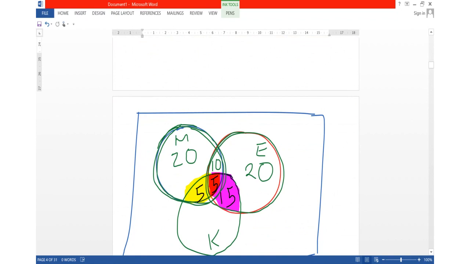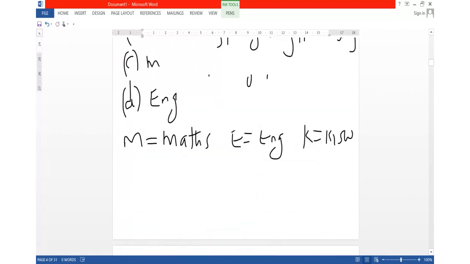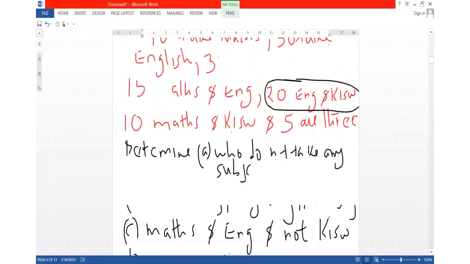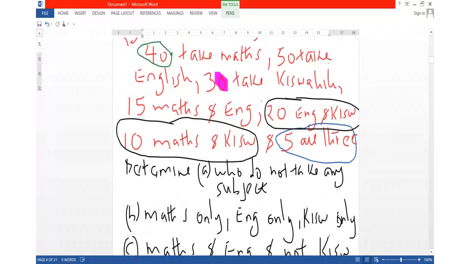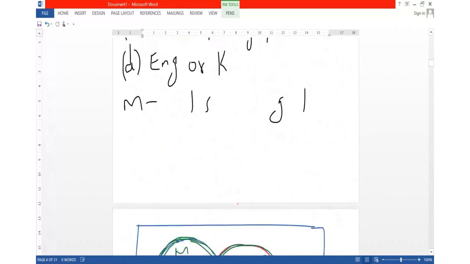I go again to Kiswahili, the same. Kiswahili, I've already listed 15 plus 5, that is 20. 20 plus 5, that is 25 on the circle of Kiswahili. So in the Venn diagram already I have 25. Let me use a different color. This is the circle that I'm talking about. Inside the circle I've already listed 25. So I go back to Kiswahili. I see which number I was given. Kiswahili I was given 30. So 30 minus 25, we get only 5.